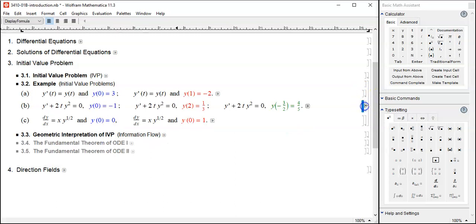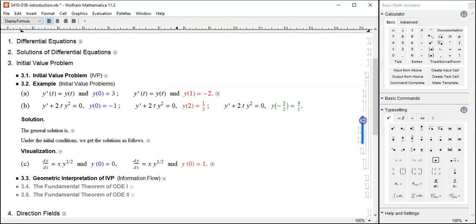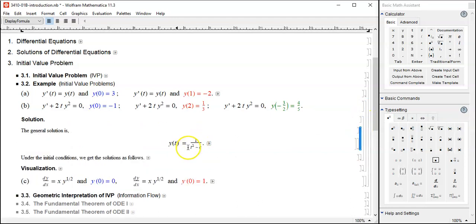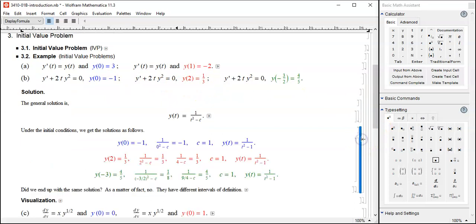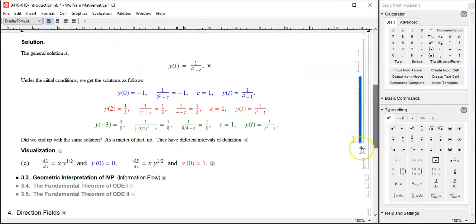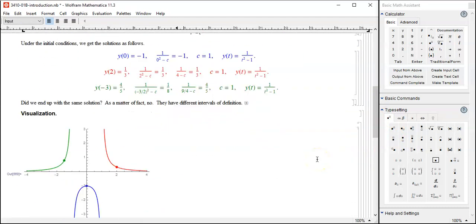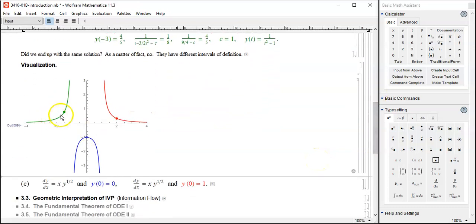But this one was a little bit different because we had general solution with singularities. The denominator hits 0 at t equals plus or minus square root of c, and in these particular cases, blue, red, and green, t squared minus 1, so plus or minus 1 at those points we had singularities. So we had different intervals of definitions, and consequently we have 3 separate solutions.